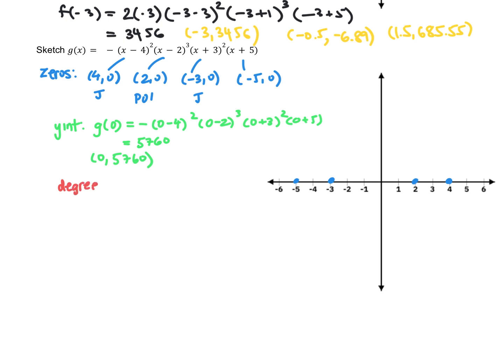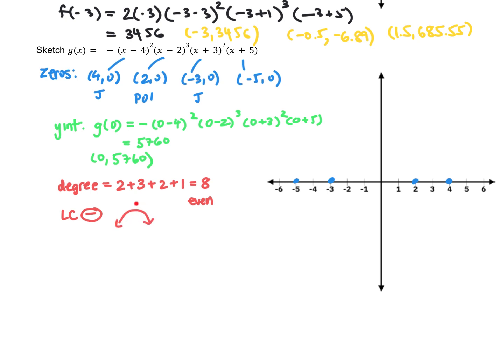Next, my degree. If you want to take a pause, identify the degree, the leading coefficient, and determine what you think the end behaviors will be. Pause and come back. Our degree, 2 plus 3 plus 2 plus 1 is 8. So we have an even degree, so that means our end behaviors are either both going to positive infinity or both going to negative infinity. The fact that our leading coefficient is negative means we're going to negative infinity. So we're going to have something like this.